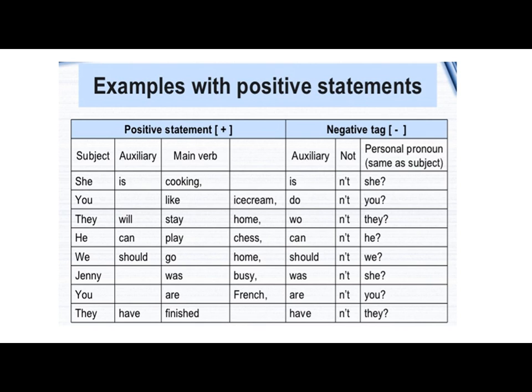Examples with positive statements. Positive statement. She is cooking, isn't she? You like ice cream, don't you? They will stay home, won't they? He can play chess, can't he? We should go home, shouldn't we? Jenny was busy, wasn't she? You are French, aren't you? They have finished, haven't they?